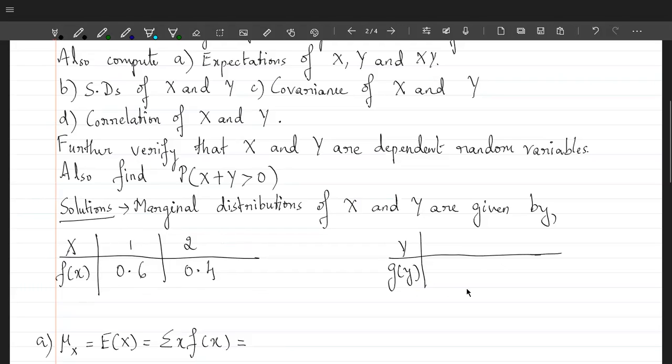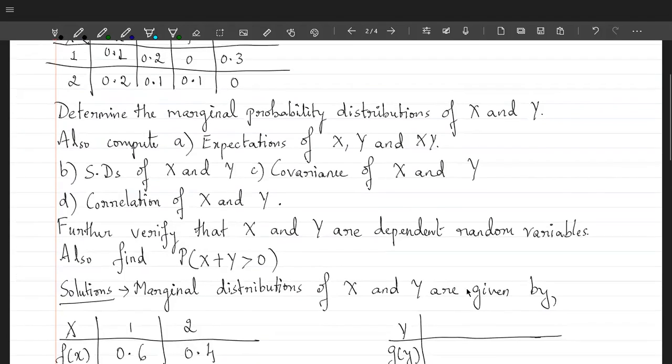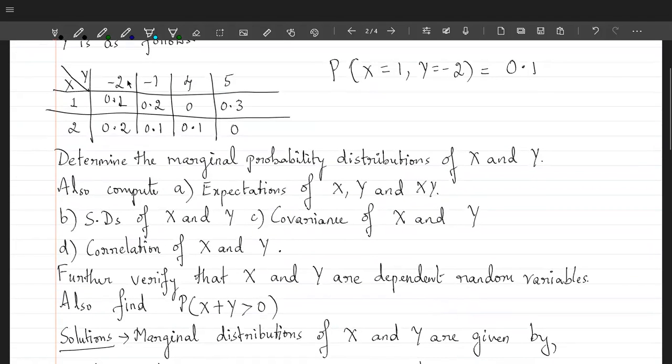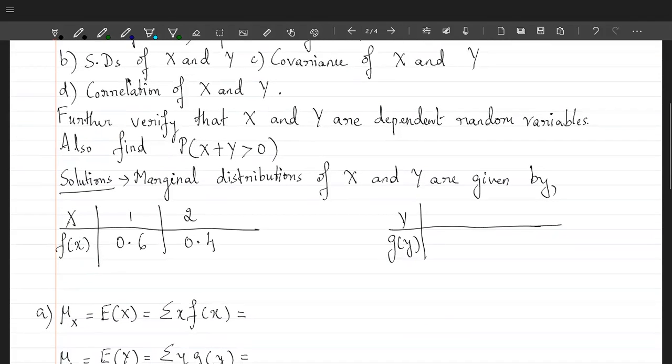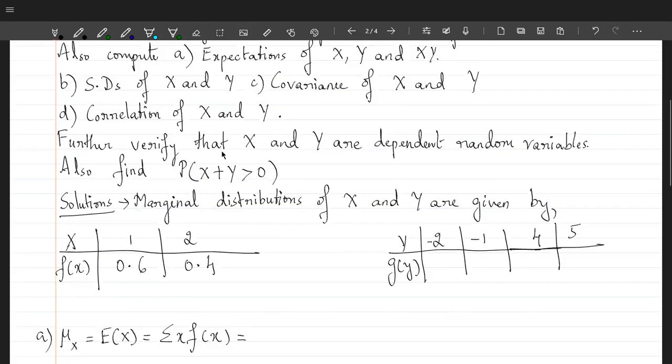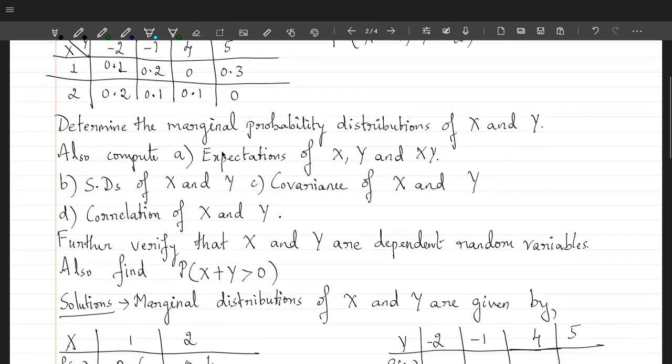Now similarly, let's find the marginal distribution of y. To do that, we'll have to consider all the different values taken by y. So here y takes the values -2, -1, +4 and +5. If you want to find the marginal distribution table for y, you have to take -2, then -1, then +4, and the last value is +5. Now let's see how we get the probabilities here.